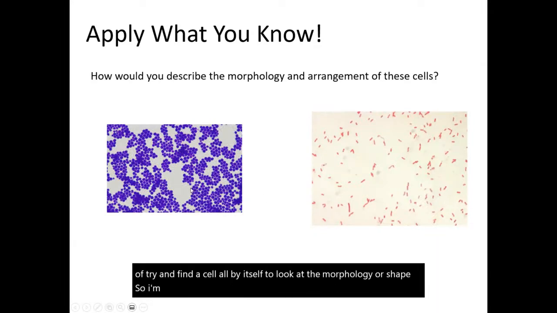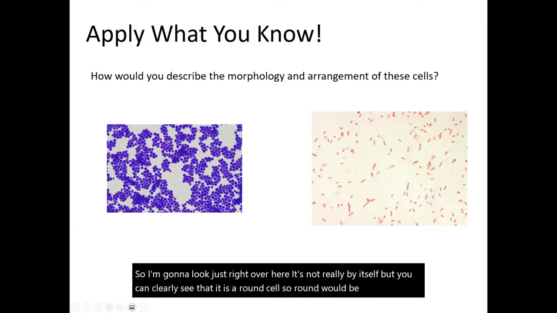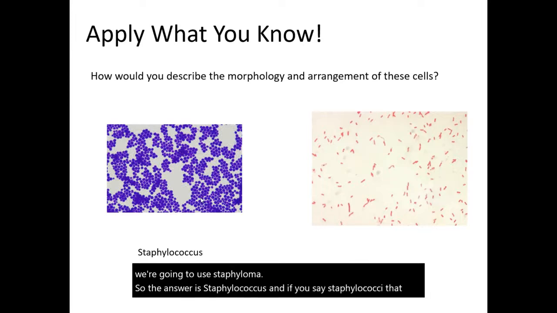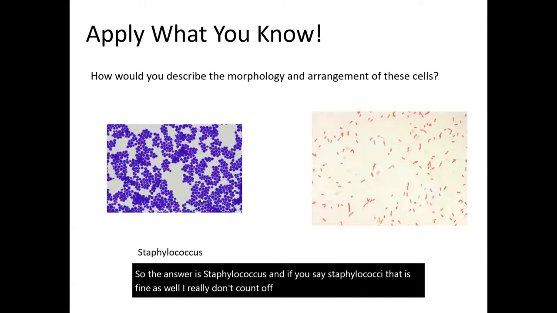So I'm going to look just right over here. It's not really by itself, but you can clearly see that it is a round cell. So round would be coccus. And because these are all arranged in big clusters, big groups, we're going to use Staphylo. So the answer is Staphylococcus. And if you say Staphylococci, that is fine as well. I really don't count off for plural versus singular. It kind of, again, just depends on how you're using it in a sentence. But if you know it's Staphylo and you know that it's cocci cells, that's what I'm really worried about.